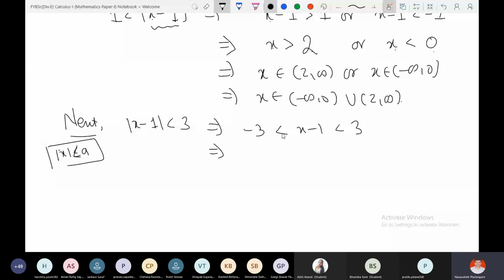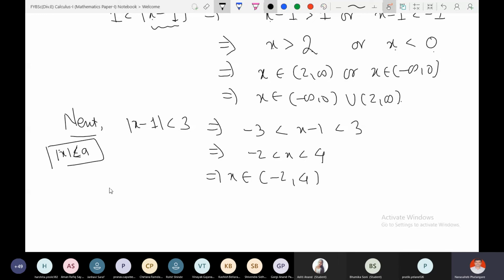So now I can add 1 throughout. Just add 1 on this side or add 1 on this side. So just add 1 throughout, this inequality holds. So if I add 1, minus 2 less than x less than 4. Right, that means x is in between minus 2 and 4.